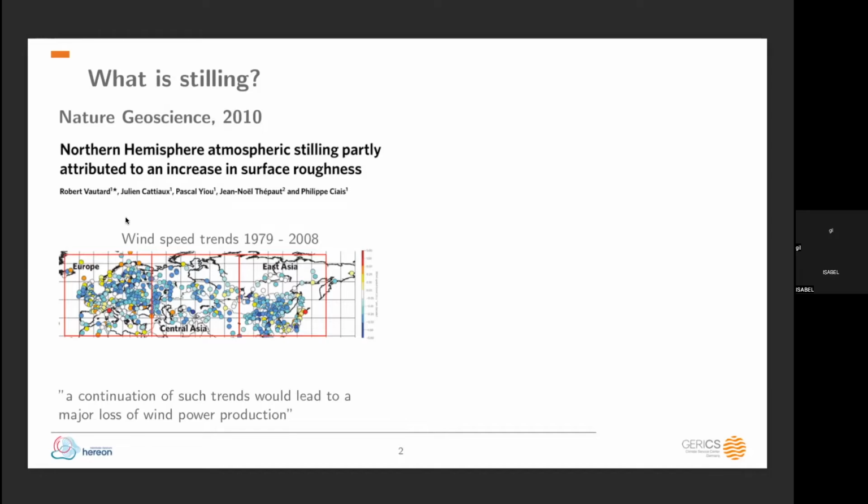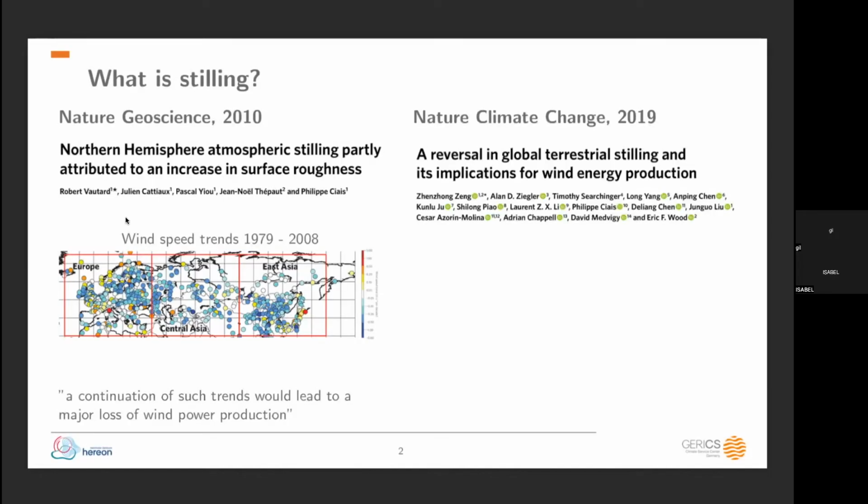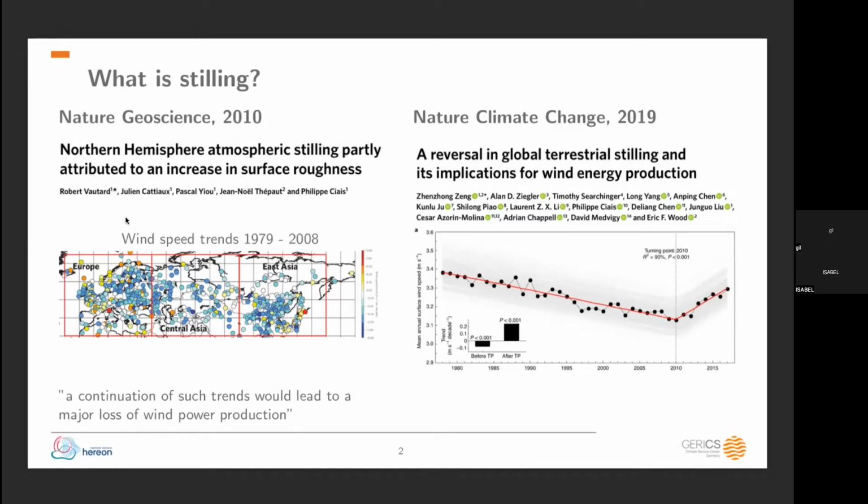Then there is some good news. A couple of years later, other researchers used the same data set, but there was more data available. And what they found is that after 2010, the trend has reversed. So they confirmed the initial results that from 1980 to about 2010, wind speeds indeed declined, but afterwards they recovered. And well, it's pretty obvious. This recovery is good news for wind park investors and the wind industry as a whole.